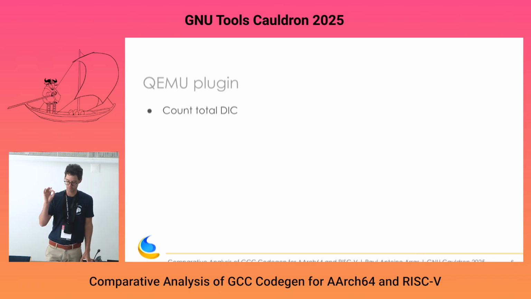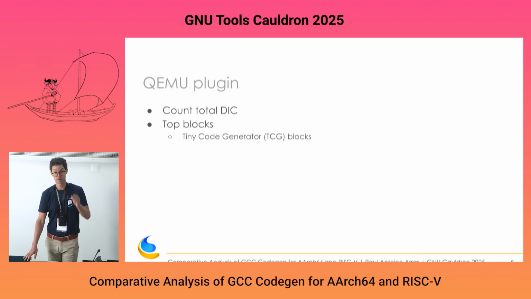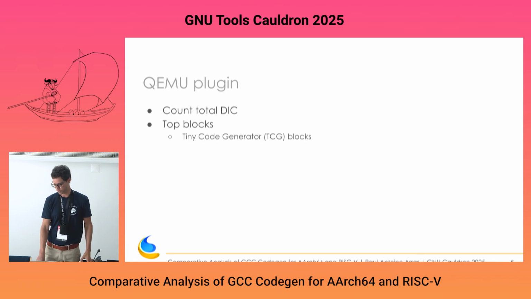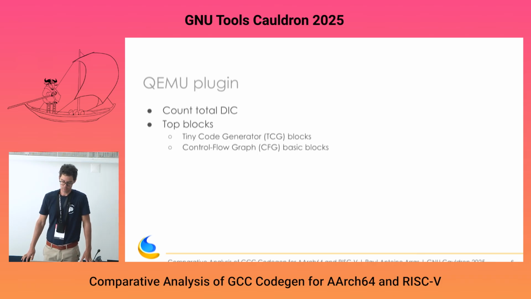First, it gives us for each run the total dynamic instruction count for that run, which is the starting point of the study, to know which benchmarks exhibit the largest difference between the two architectures, to know on which benchmark we need to focus. But then, as I mentioned earlier, here we're interested in hotspots, or here we're going to call them top blocks, which are segments of straight-line code that can be easily analyzed.